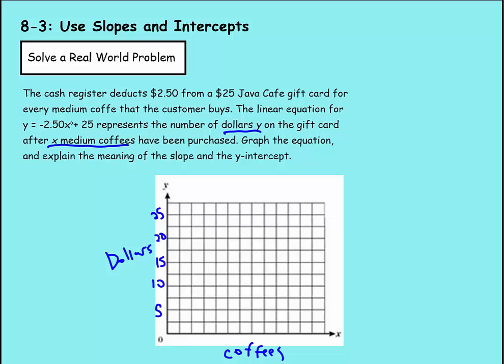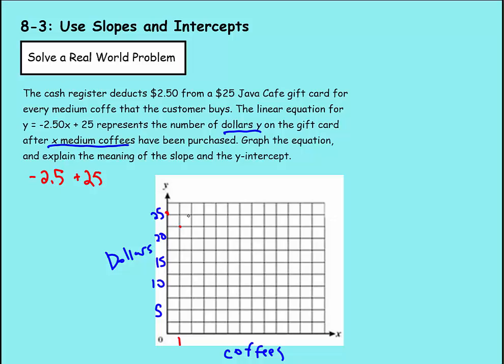So when x equals 0, we can find our y-intercept here. When x is 0, -2.5 times 0 is 0, plus 25 is 25. So when x is 0, y is 25. Well, when x is 1, what's that going to be? -2.5 times 1 is -2.5, plus 25 is going to be 22.5, which is right here.